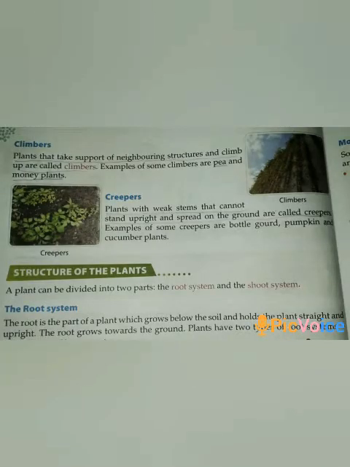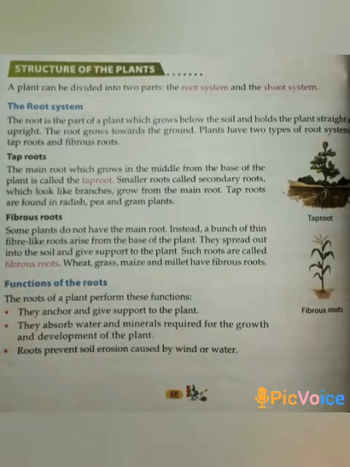Climbers. Plants that take support of neighboring structures and climb up are called climbers. For example, pea and money plant. Then creepers. Plants with weak stems that cannot stand upright and spread on the ground are called creepers. For example, bottle gourd, pumpkin and cucumber plant.